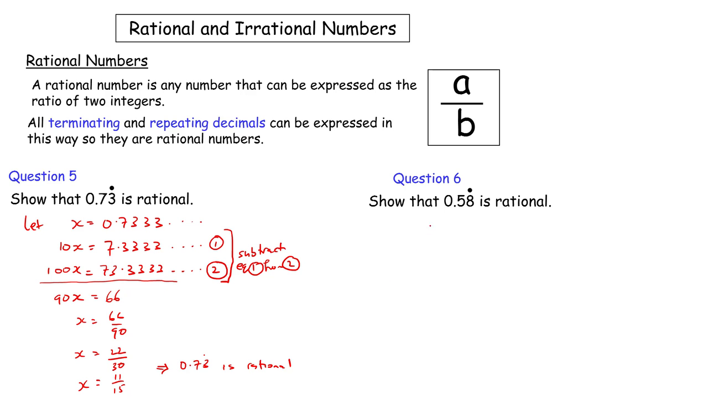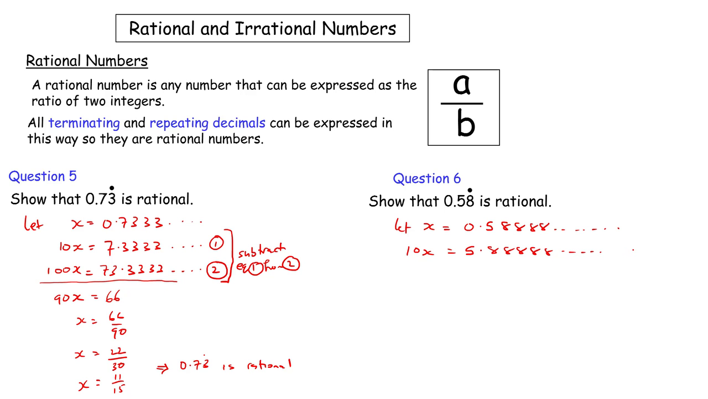Okay, so as before, we say let x be equal to 0.5888. And when I write with my x, I tend to show the decimal places. I don't tend to write it with the dot on top to show recurring, because it helps me when I multiply by 10, say, I can see what's after the decimal place. So that's just going to be 5.88888.